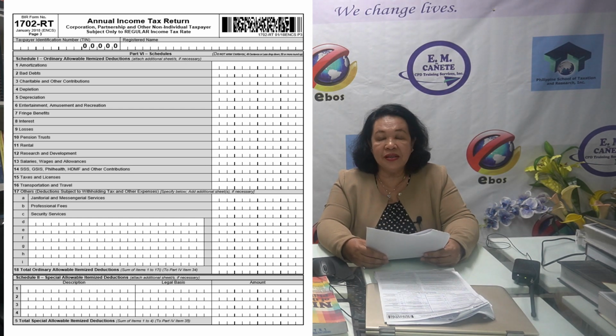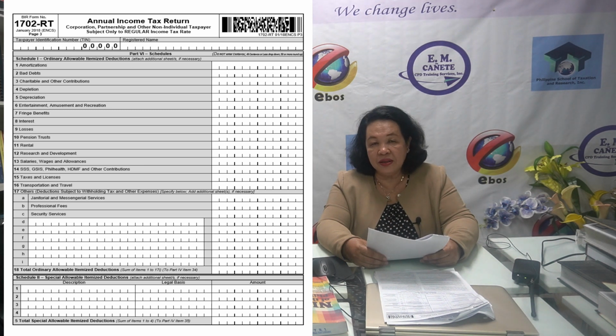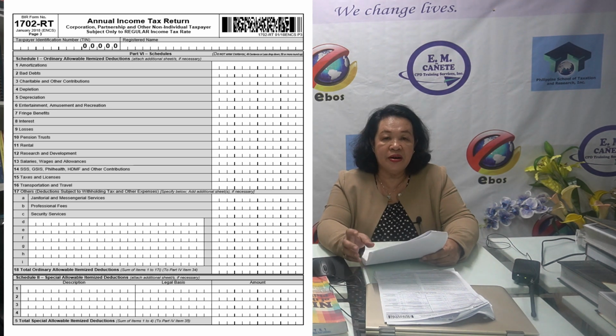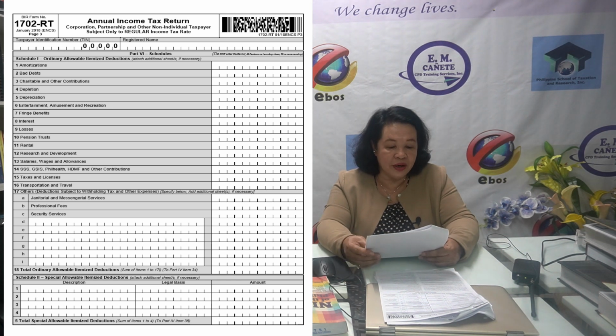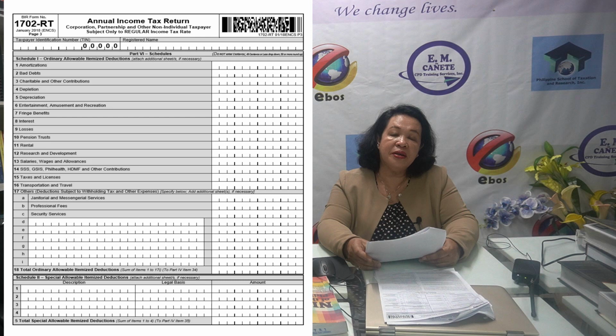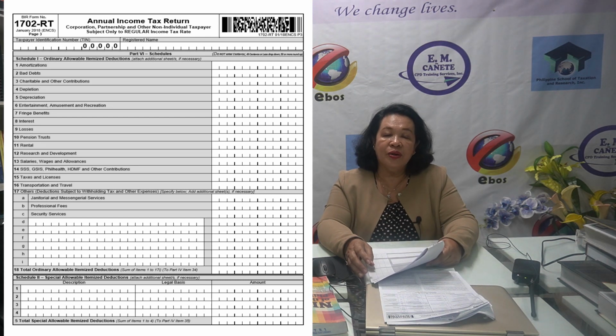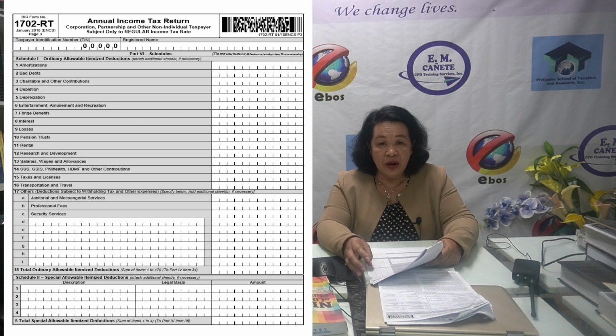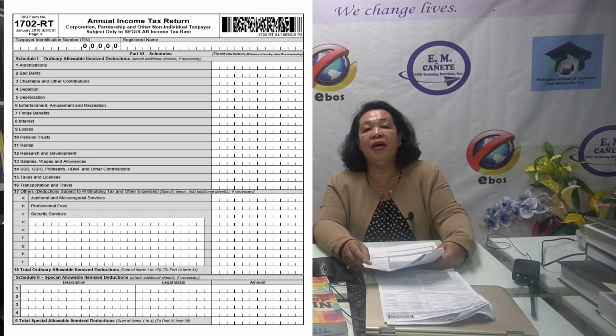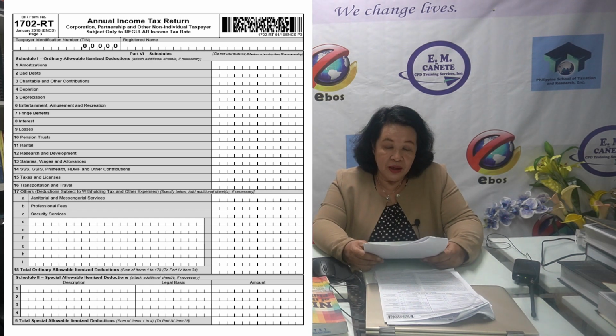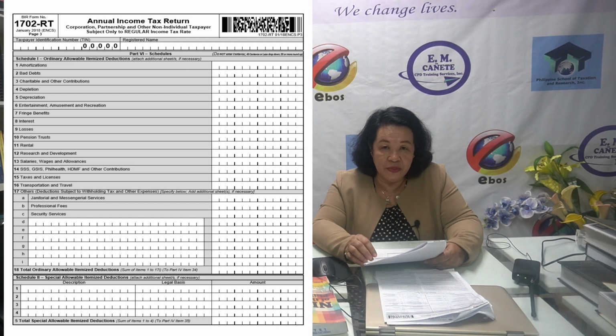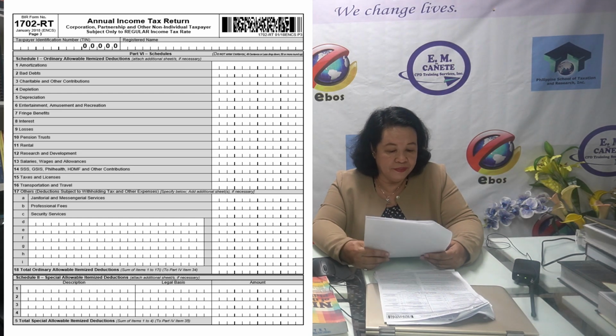Number 13, salaries and wages, very important. Salaries, wages, and allowances. There are so many compliance requirements for salaries and wages. And what are the requirements? You have to prepare your payroll. You have to pay the mandatory contributions for your employees, and salaries and wages are regulated by the DOLE, or the Department of Labor and Employment.